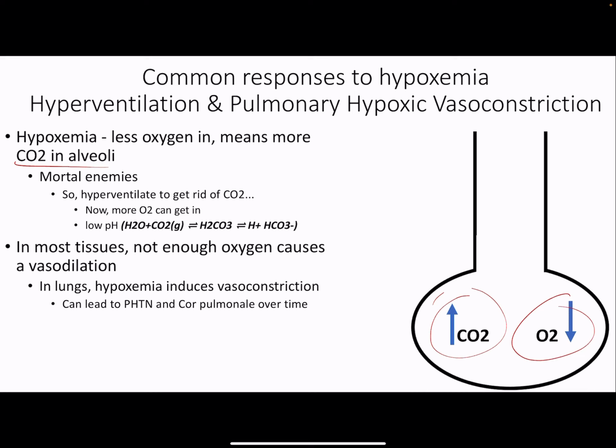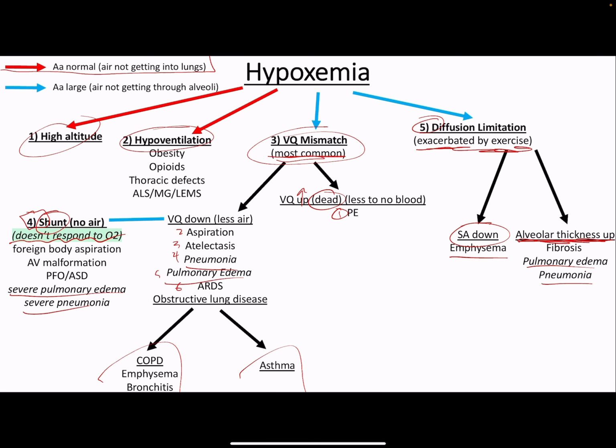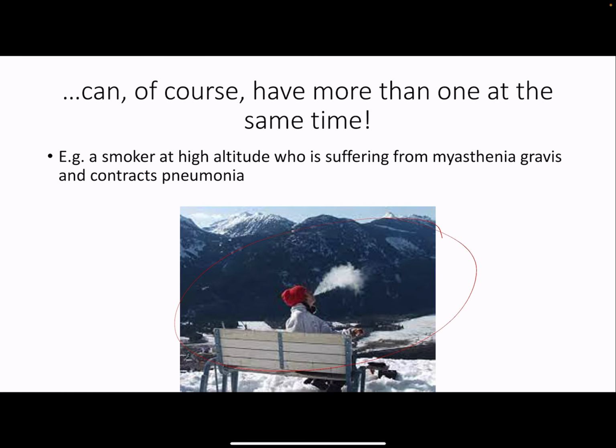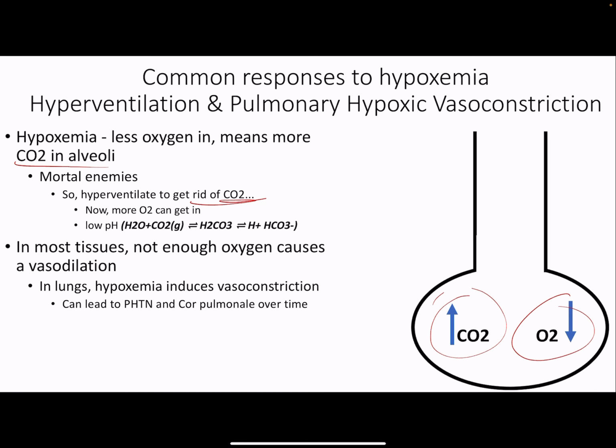So one response would be to hyperventilate. This helps us get rid of extra CO2. And of course, this won't always happen, right? As an example, you're probably not going to hyperventilate if you have some sort of, I didn't actually mention these, obesity, opioids, scoliosis or ankylosing spondylitis or ALS, myasthenia gravis, or Lambert-Eaton myasthenic syndrome. So in hypoventilation, you might not hyperventilate if you can't, but often a response will be to hyperventilate.